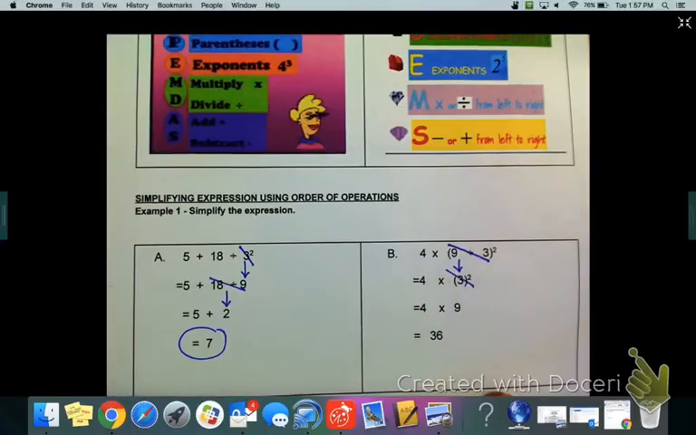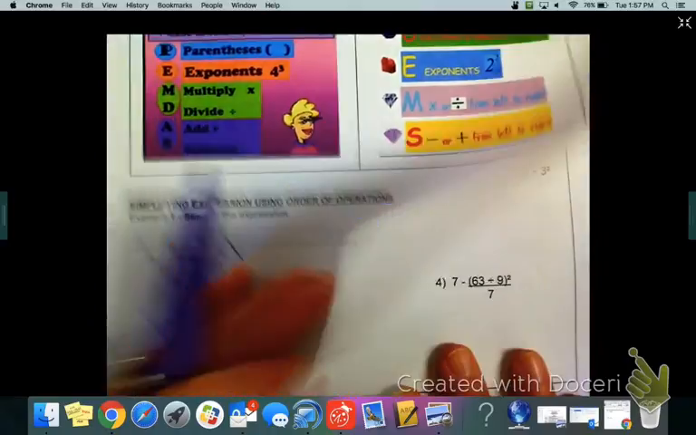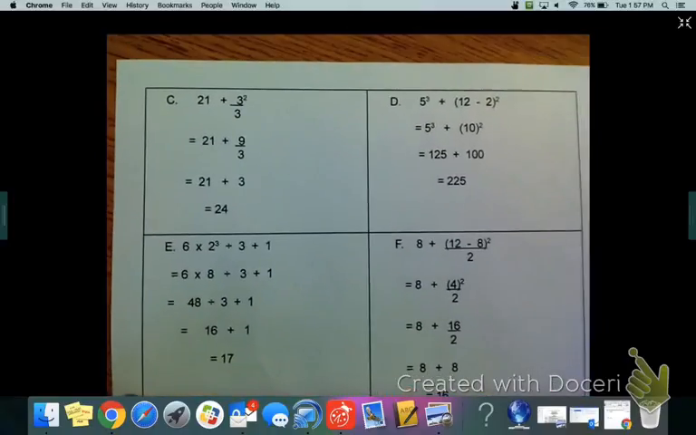Exponents come next, so I have to get rid of the 3 squared. 3 times 3 is 9, so I've replaced 3 squared with the answer of 9, and I have 4 times 9 is 36. On the next page, there's example C.